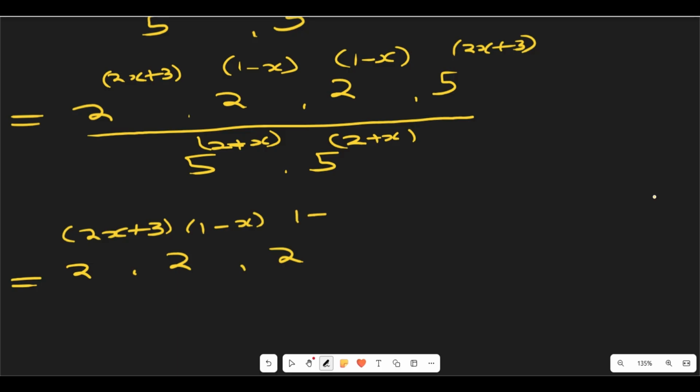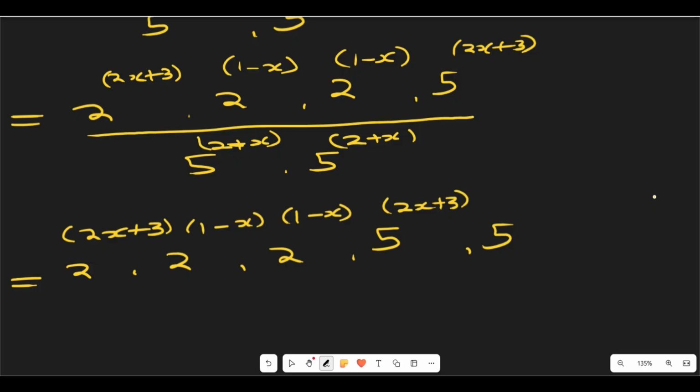So now it's multiplied by 2 to the power 1 minus x again, and then we start with the first 5 now. 5 to the power 2x plus 3, like this, brackets as well. And then we bring this 5 on top so that we won't have a denominator. How do we bring the 5 on top?